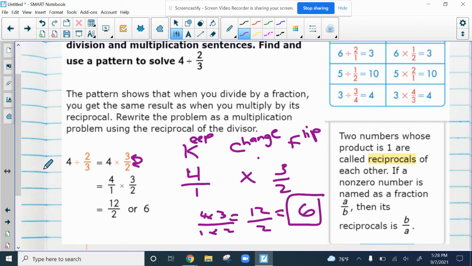So 4 divided by 2/3 would be 6. We kept our 4 over 1, changed to multiplication, flipped the second fraction. 4 times 3 is 12. 1 times 2 is 2. 12 over 2 is 6.